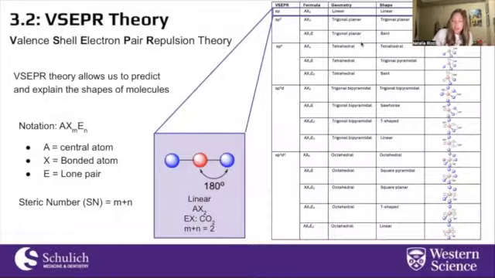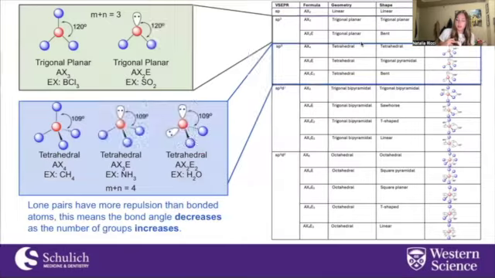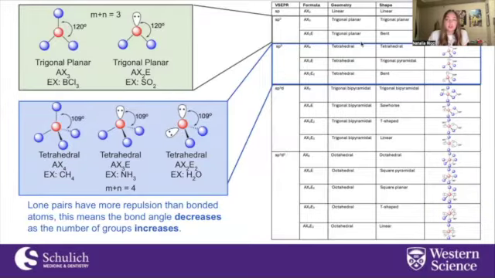First is linear. We can see that there is a steric number of two bonded groups and an angle of 180 degrees between them. Next, we'll look at trigonal planar. For the geometry, you can see also that the steric number is three bonded groups, with an angle of 120 degrees between the bonded groups. Tetrahedral is below, steric number of four bonded groups. You can see the 109 degrees between the bonded groups, as well as what it looks like when there are lone pairs and not bonded groups, especially how it's reflected in the notation.